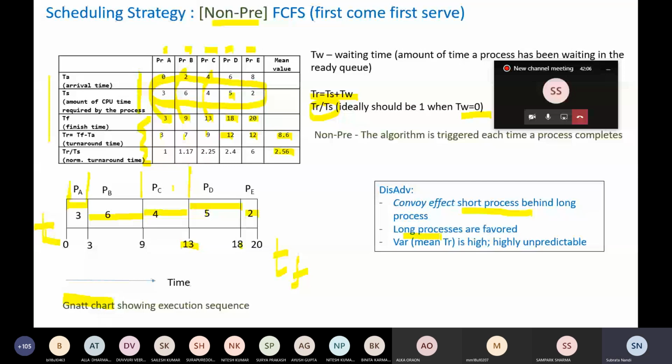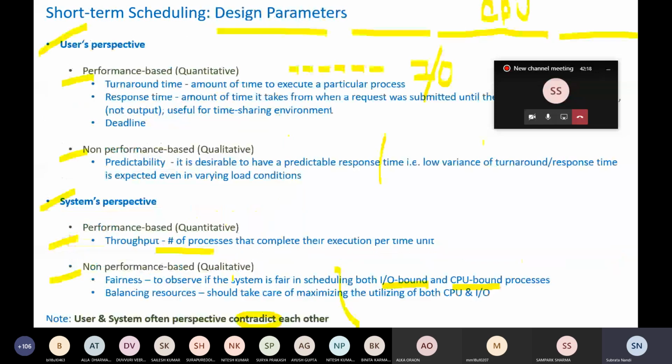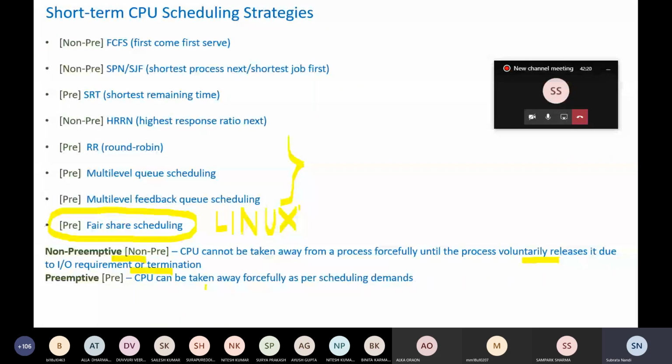And this is a big problem. You basically favor the long processes, or the CPU bound processes you can think of. But in the performance criteria we found that there should be fairness. So the fairness criteria is not fulfilled here, so this is a drawback.